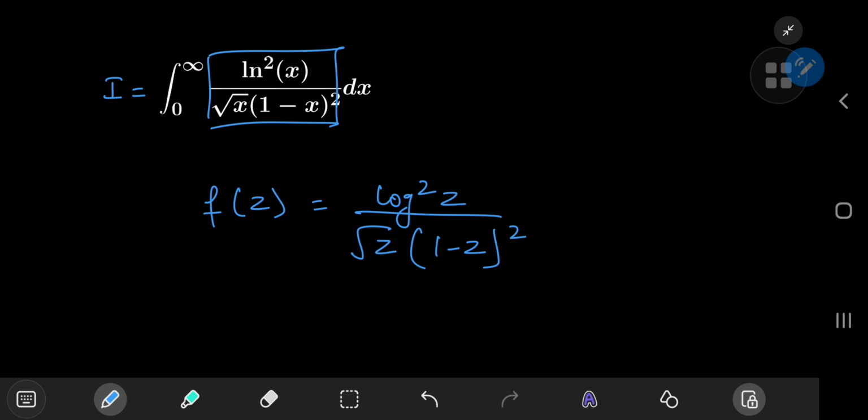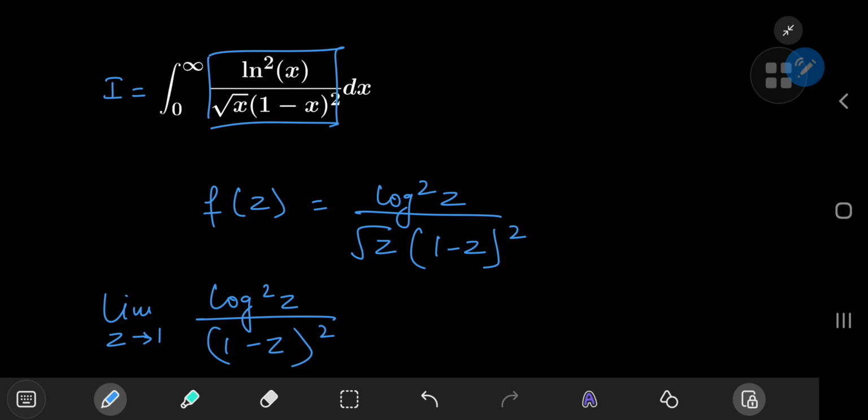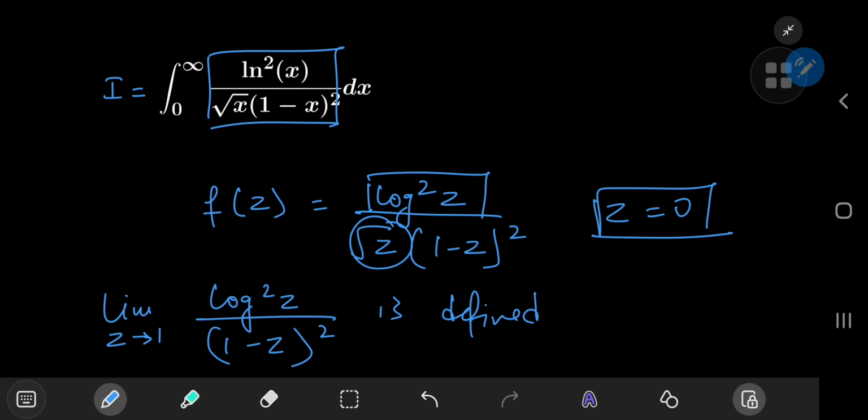Now, it may look like there's a singularity at z equal to 1, but that's not the case. Why? Because the squared logarithm of z and 1 minus z squared both have zeros at z equal to 1. So the limit as z approaches 1 of this thing here is defined. The limit exists. However, there's a singularity because of the squared logarithm and, of course, the square root z in the denominator at z equal to 0. So that means we have one branch point to take care of.